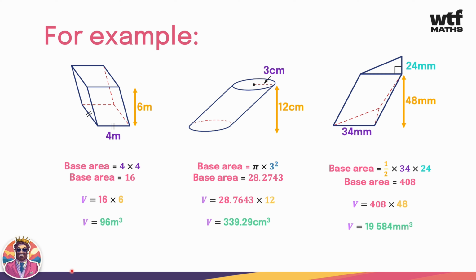So if you ever have an oblique shape which is just tipped on its side, make sure you use the straight up height, which is what we call the perpendicular height in your calculations.